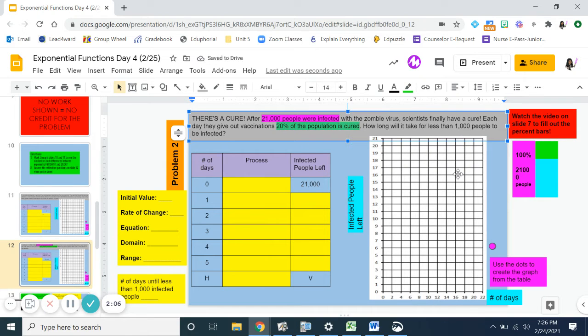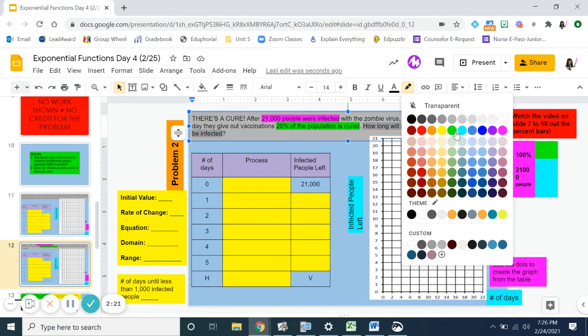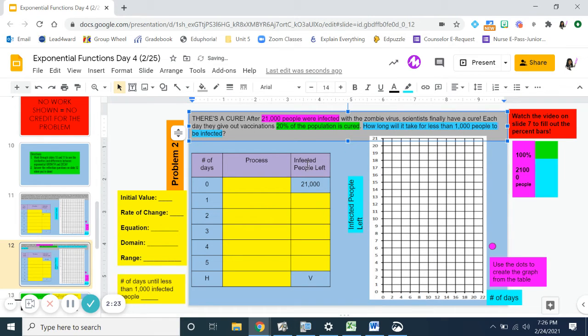Okay. Now that I know 20% is cured, now the question is a little bit different because the question isn't asking about the cured people. The question is asking for infected people. Okay. So I'm going to highlight that. So that's where these percent bars over here come into play. Okay, so let's talk about these percent bars.